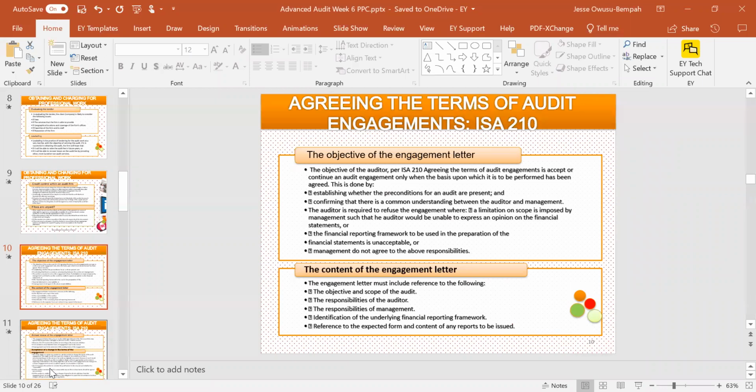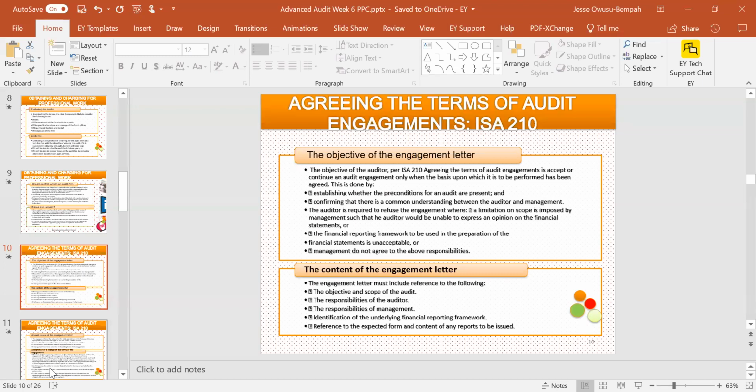Agreeing the terms of the audit engagement, ISA 210, the objective of the engagement letter. The objective of the auditor per ISA 210 is to accept or continue an audit engagement only when the basis upon which it is to be performed has been agreed. So you only accept or continue an engagement when there's a basis for it, and this basis will be clearly visible.